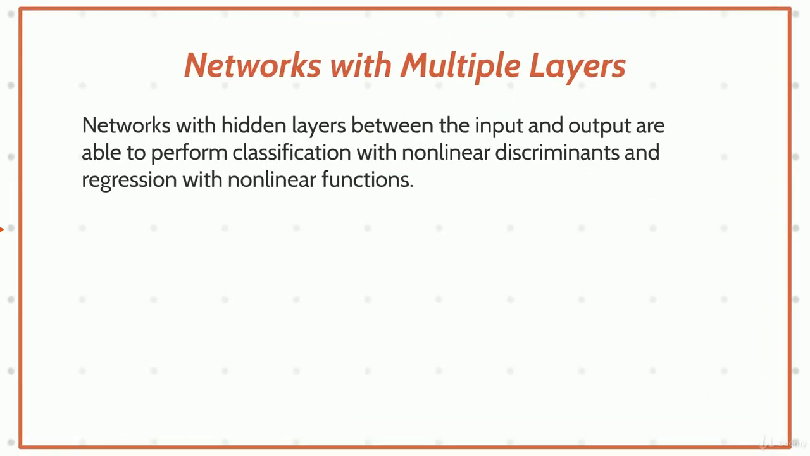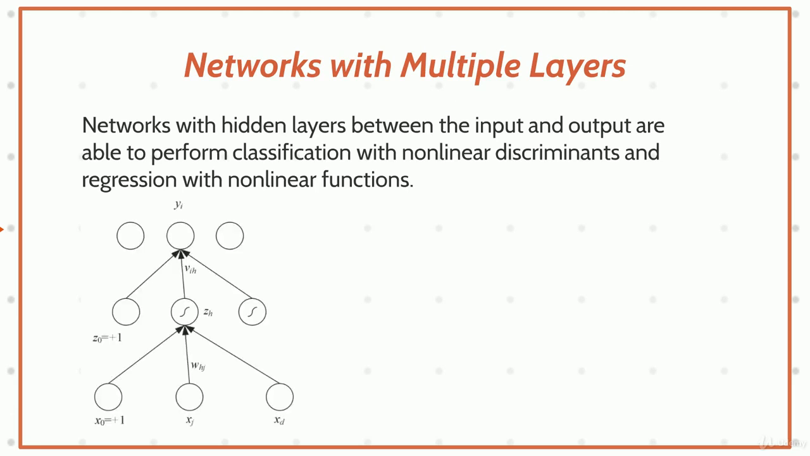When we have multiple layers, this gets a lot more complicated. Networks with hidden layers between the input and output are able to form classification with nonlinear discriminants and regression with nonlinear functions. How is that possible if we're simply doing linear updates to our parameters? Well, hidden layers apply a nonlinear activation function.